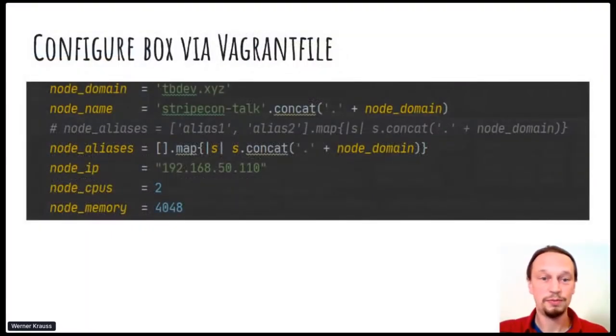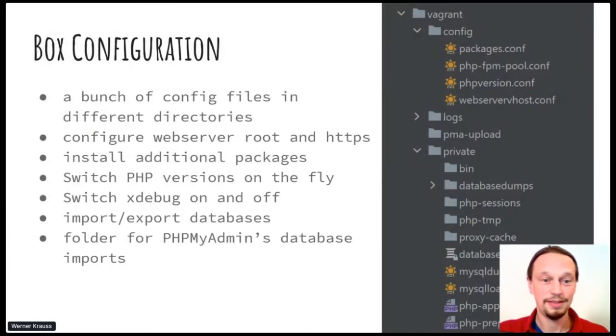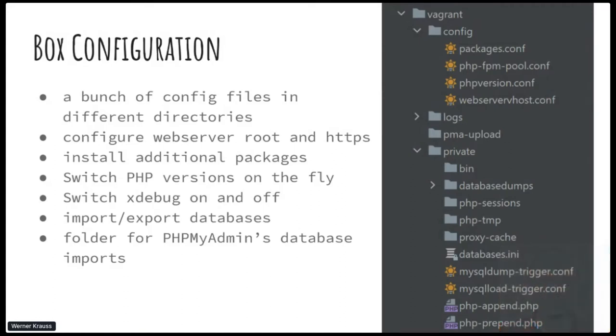So let's go to the next slide. So how can you configure your box? There are a lot of configuration files in the different directories inside this Vagrant folder. And you can configure the web server root, where is your web root of your virtual host. You can configure if you want to use HTTPS or not. You can install additional packages on your server, either Debian packages or other stuff. You can switch the PHP versions on the fly without need to restart the whole box.